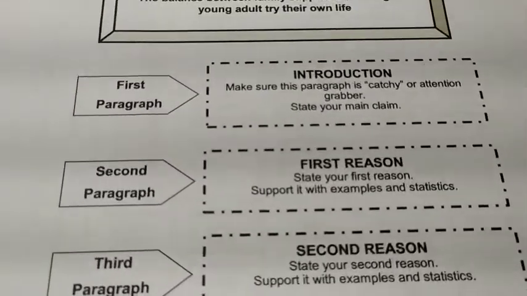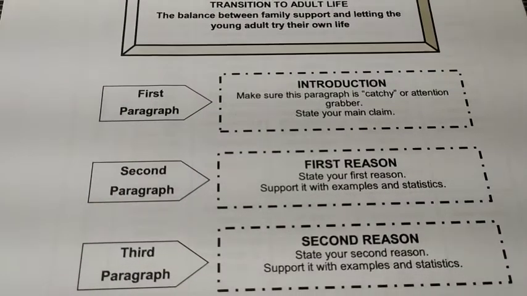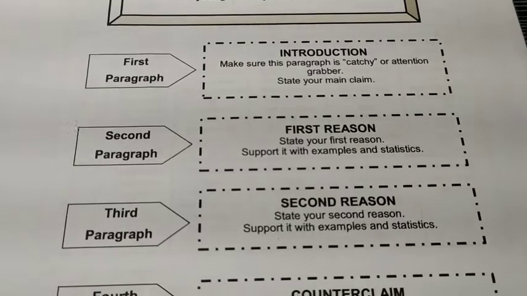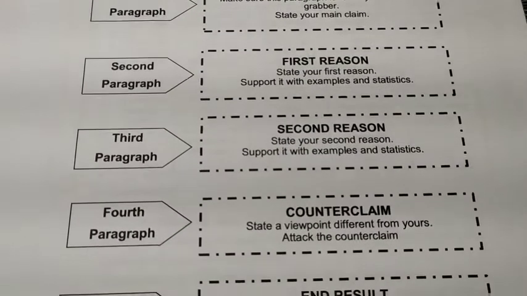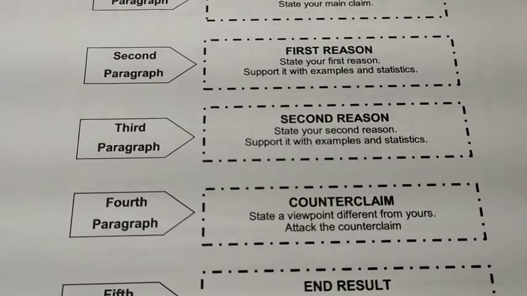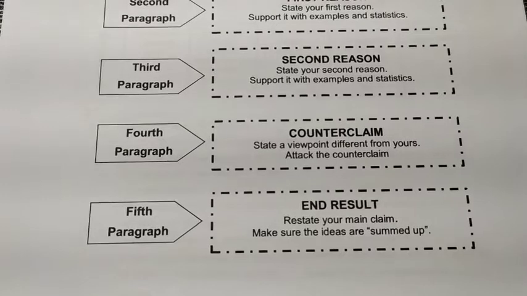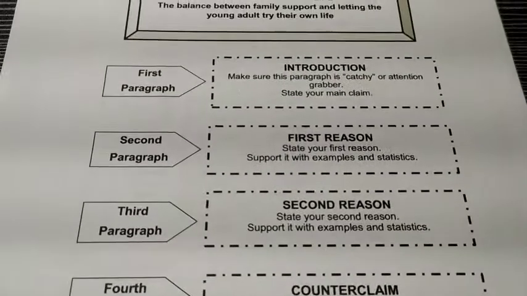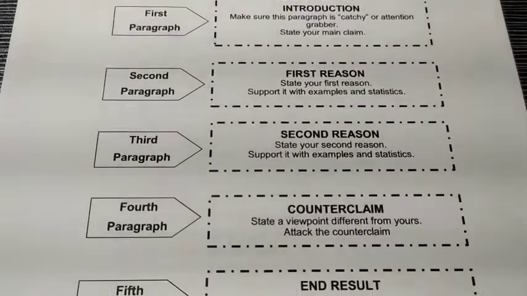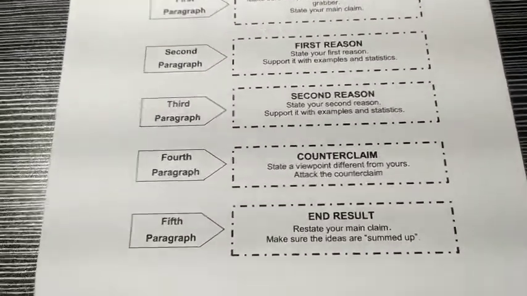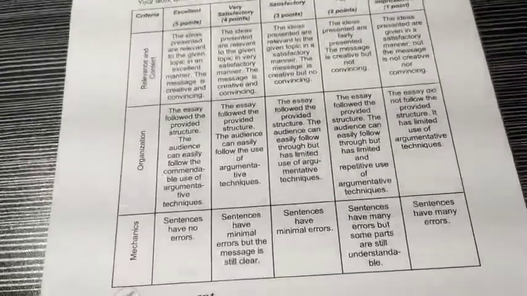So for the first paragraph, there should be an attention grabber, meaning it should be interesting and motivating. Second paragraph, first reason. Third paragraph, second reason. Counterclaim, meaning you are showing the negative side of your own claim. Then the end result, which is your summary. You can write maybe 2 to 3 sentences in each paragraph so you are not bombarded with the composition. We have the same rubric, then the assessment.